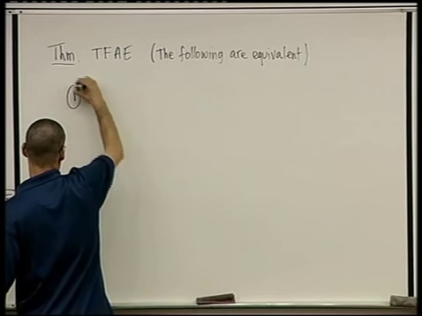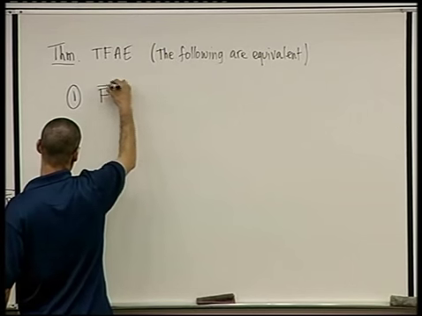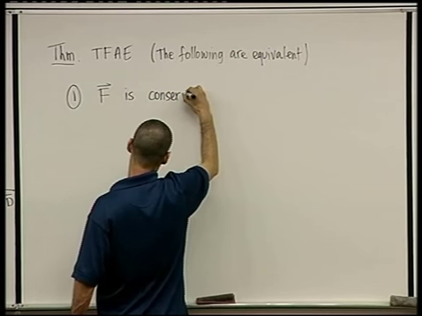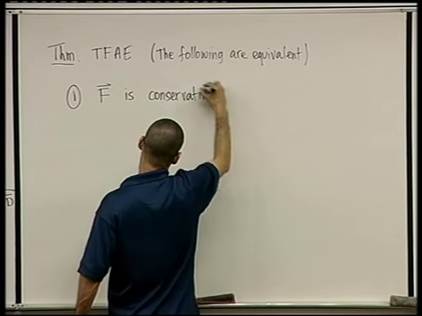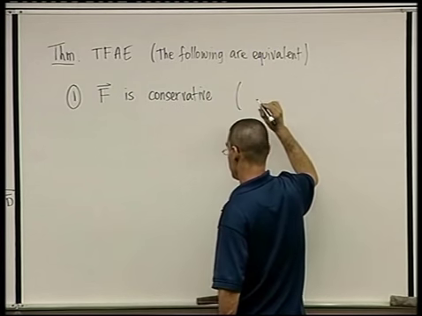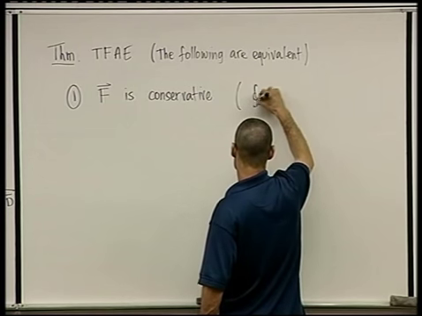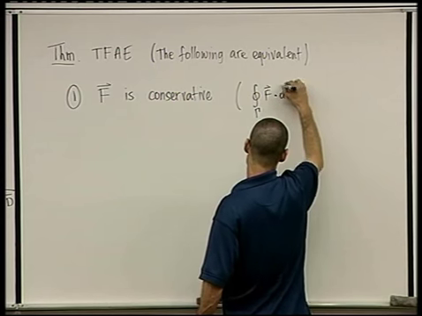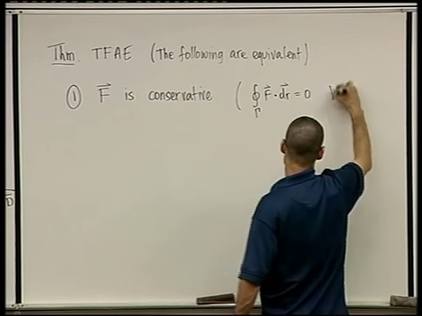1, F is conservative. And let's emphasize that for us, all that means is the integral over gamma of F dot dr is 0 for any gamma.